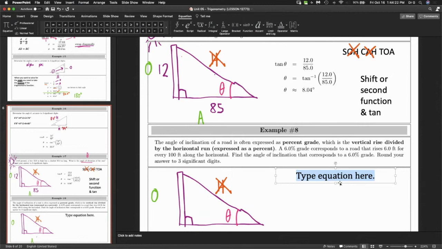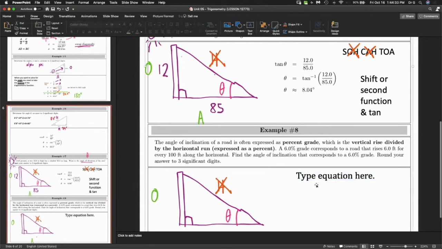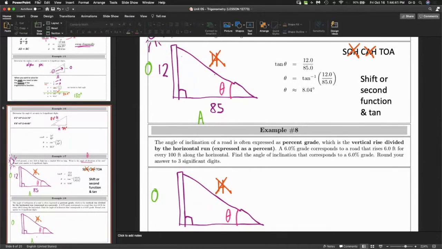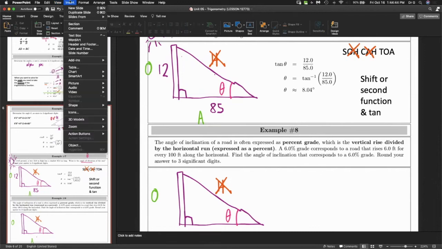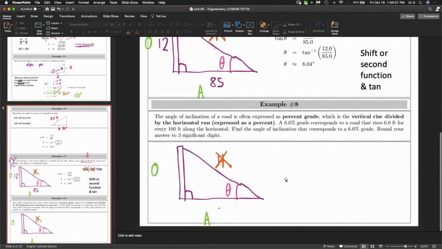Now, the thing is I'm too lazy because I'm an engineer. I don't like to type insert equation all the time because it's annoying. So there's a shortcut on my keyboard, I think it's command equals. I'm on a Mac. On a Windows machine, it might be control equals, but in Microsoft Word or PowerPoint on a PC, it might be a little different. So there's your technical support for the day.